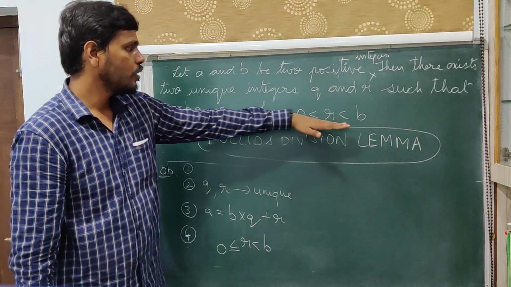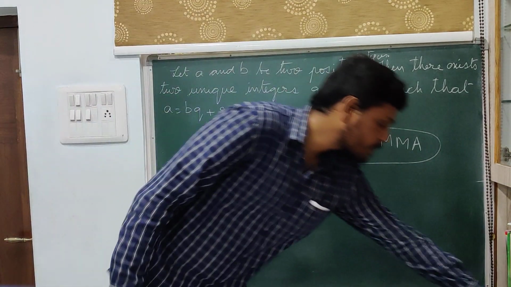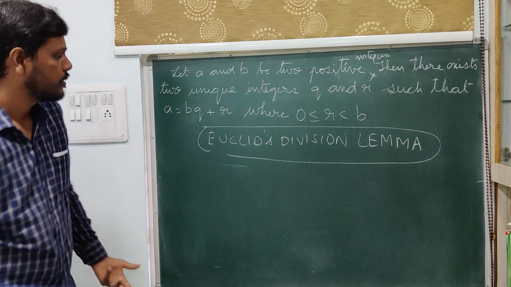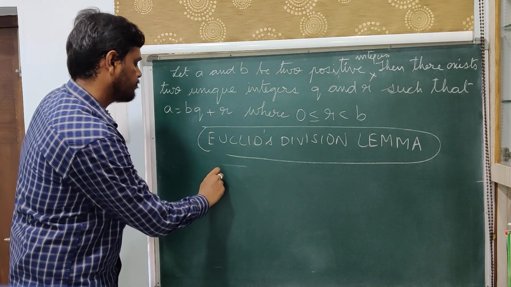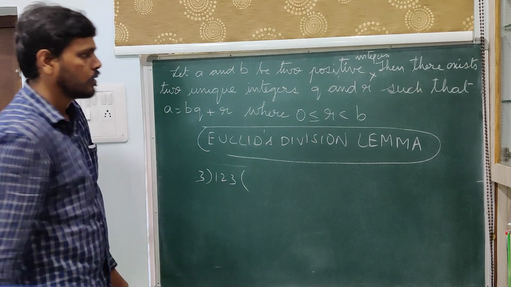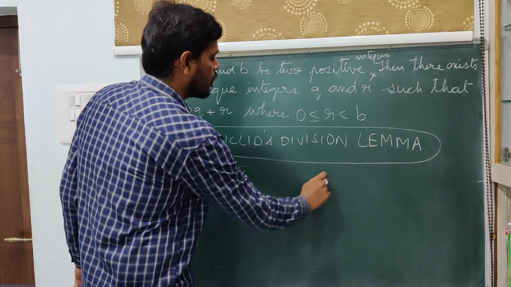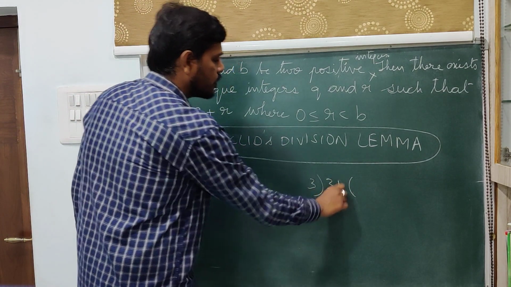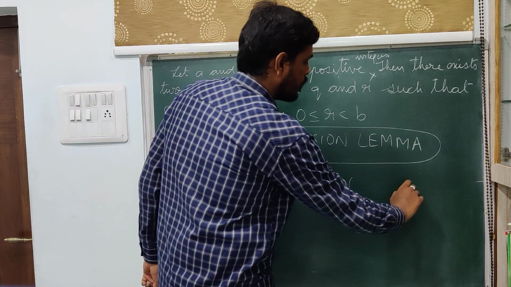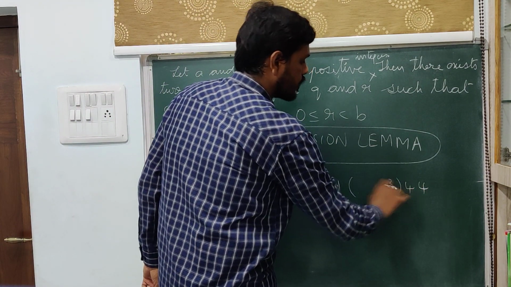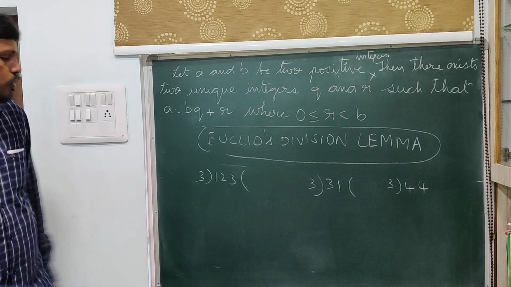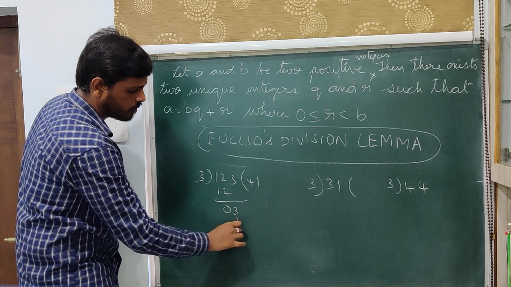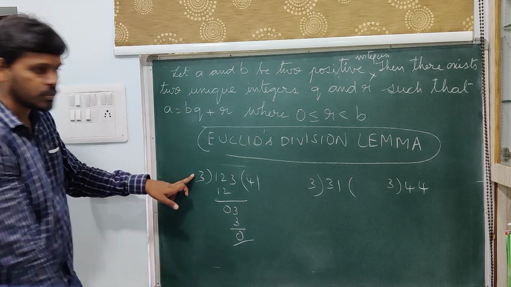Now if you don't have clarity on this condition, let us examine some numbers. Suppose you are dividing 123 by 3, or 31 by 3, or 44 by 3. Now divide this, what do you get? 3 4s are 12, 0, carry forward 3, 3 1s are 3, 0. Here r is 0, which is less than 3.